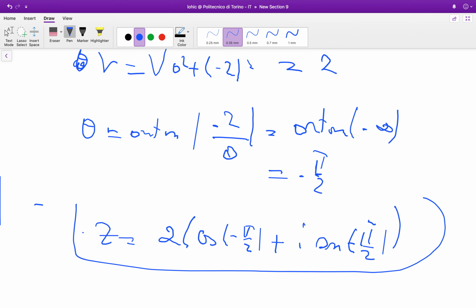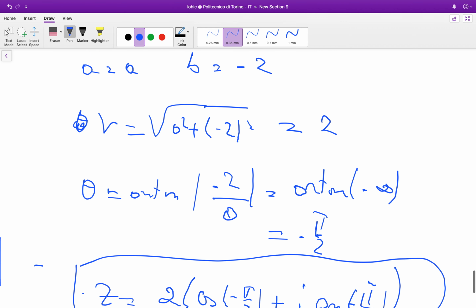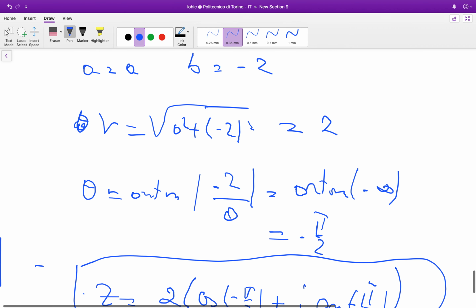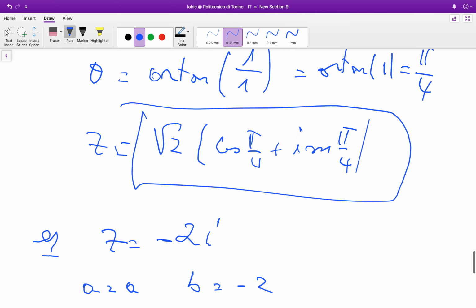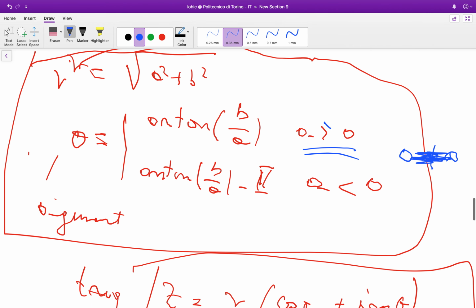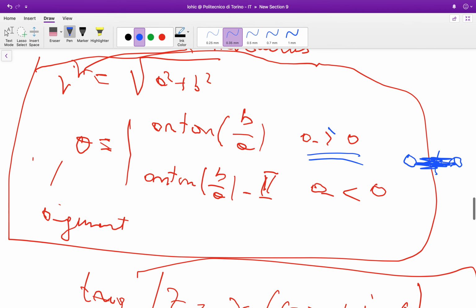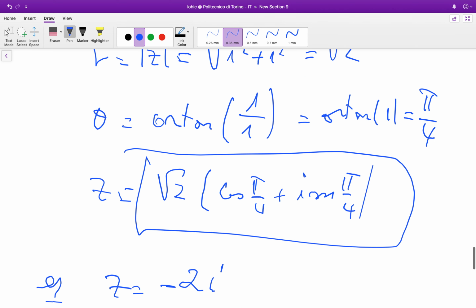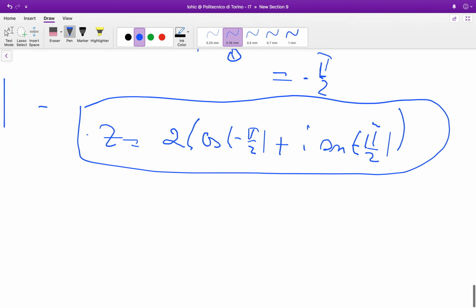Okay? A student asks which formula we use here. I say this holds for a greater or equal to 0. Yes. Nice.